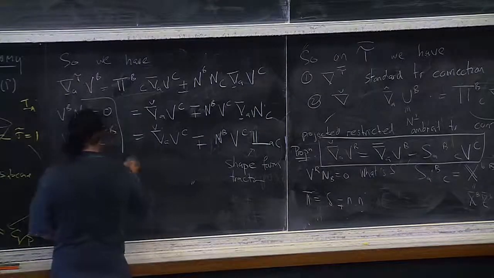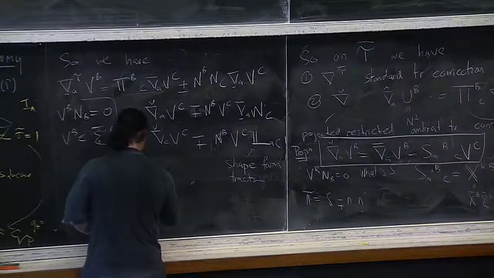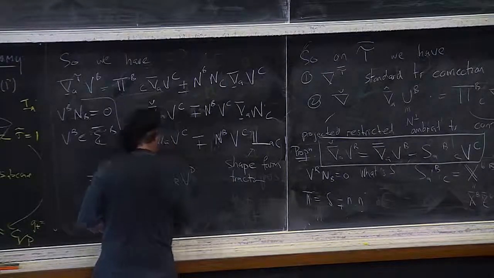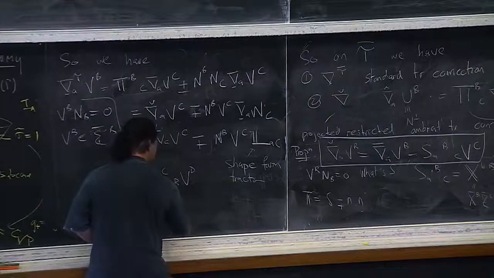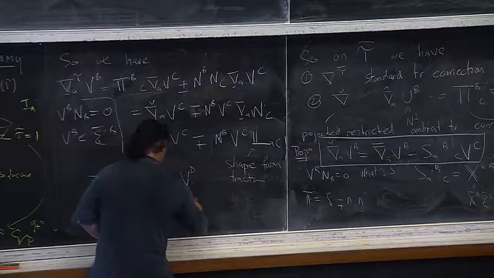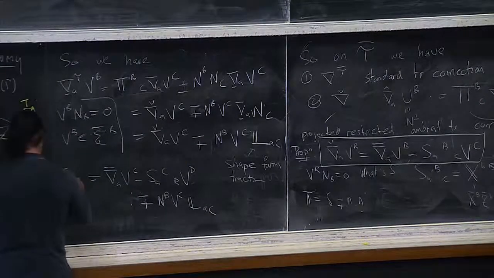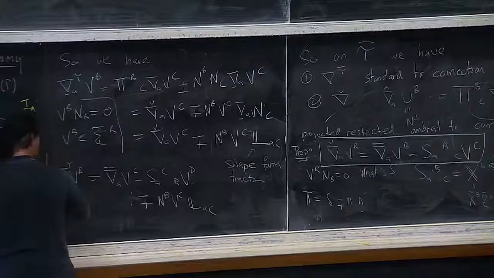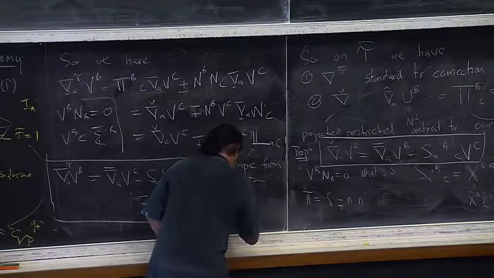And this one is grad_A V_C minus S_AC_B V^D. So we get that plus, minus plus, N_B V^C L_AC. And that's our Gauss formula. So this is a conformal Gauss formula.